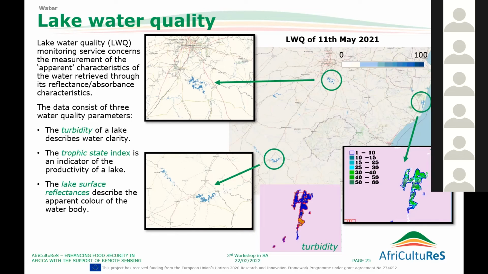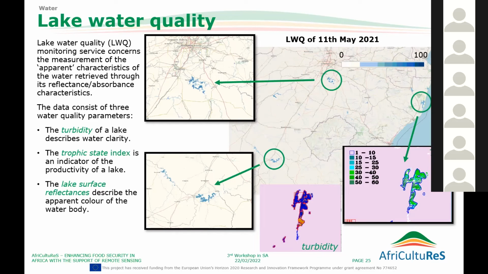One is the turbidity of the lake, that is describing the clarity of the water, and the other one is the trophic state index. That is giving an idea of the productivity of the lakes and the presence of chlorophyll or other kinds of substances in the lake.